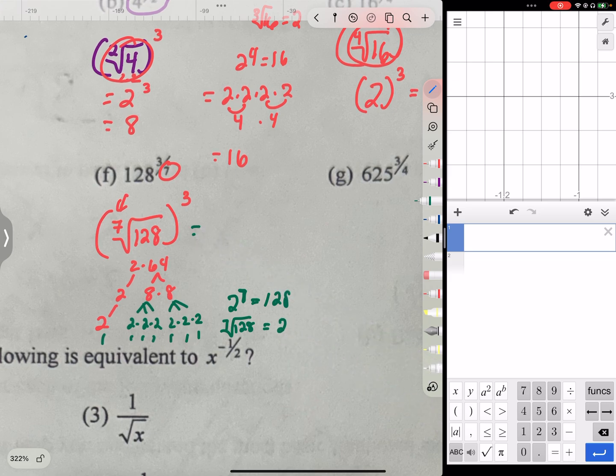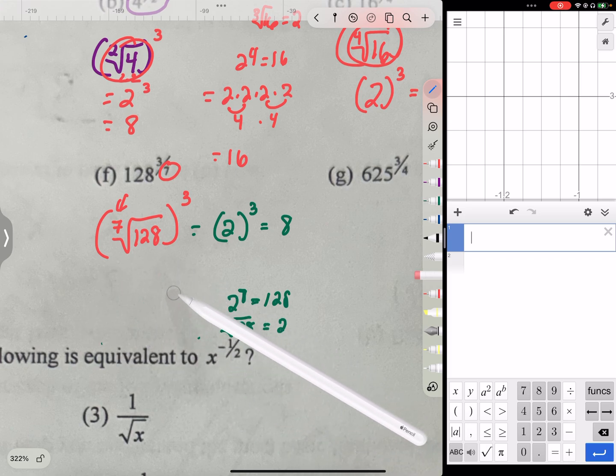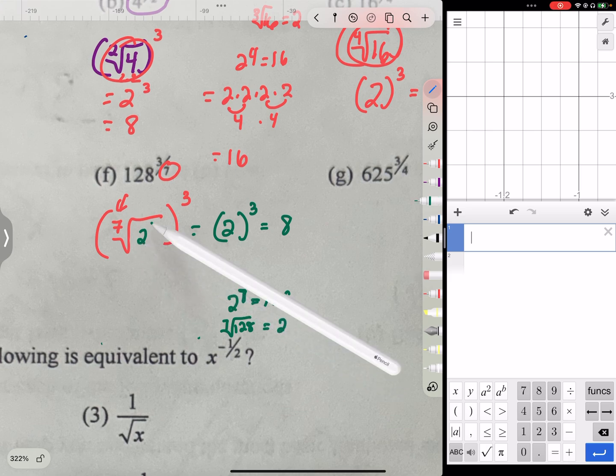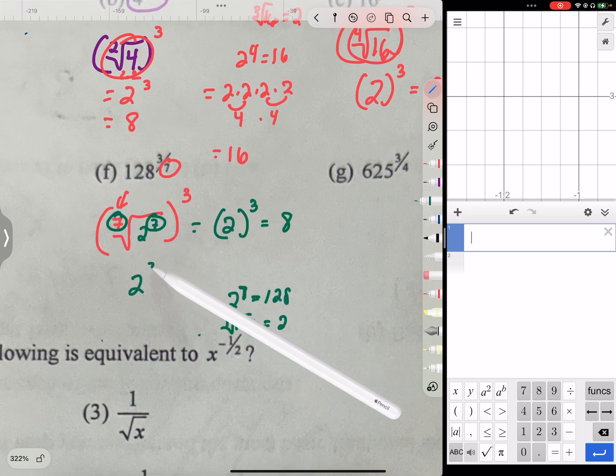And so the seventh root of 128 is a 2, and then I have to cube that 2, so I get an 8. 2 times 2 times 2 is 8. Your teacher may also show you this. Like I know now that 7 2's multiplied together is 128. So they may write the 128 as 2 to the 7th, and then those two just cancel each other out, giving you just a 2 to the third power that way.